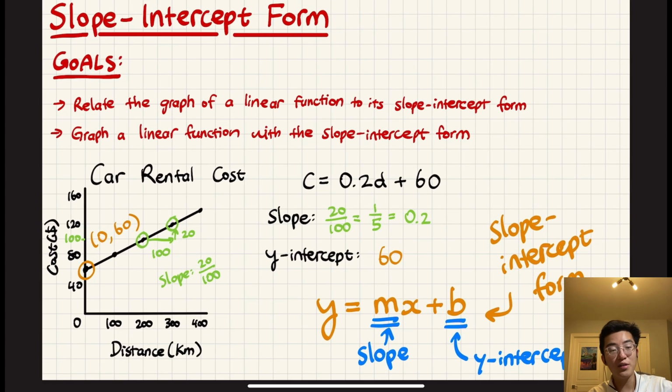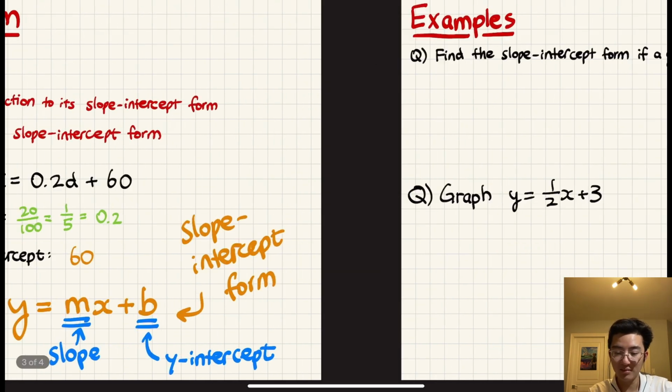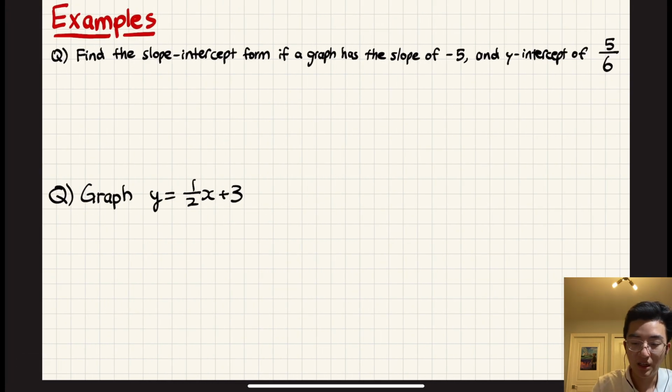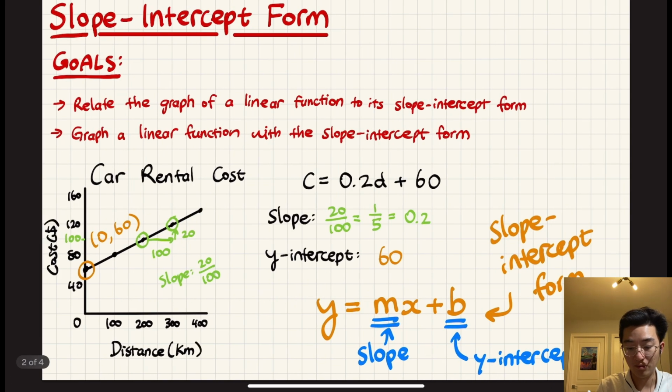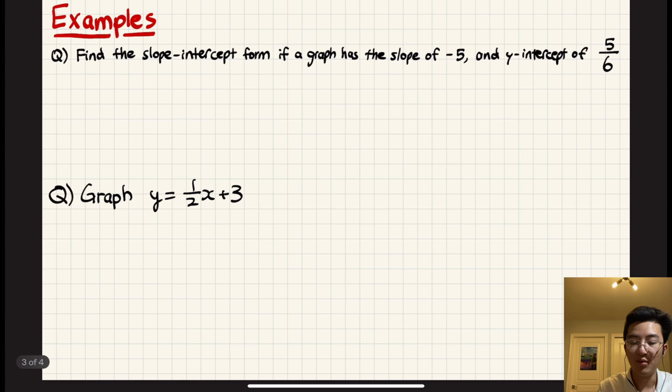So let's go over some exercises or some examples. Okay, so here's what we have. We want to find a slope-intercept form. So we define an equation like this for a graph where it has a slope of -5 and the y-intercept of 5/6.